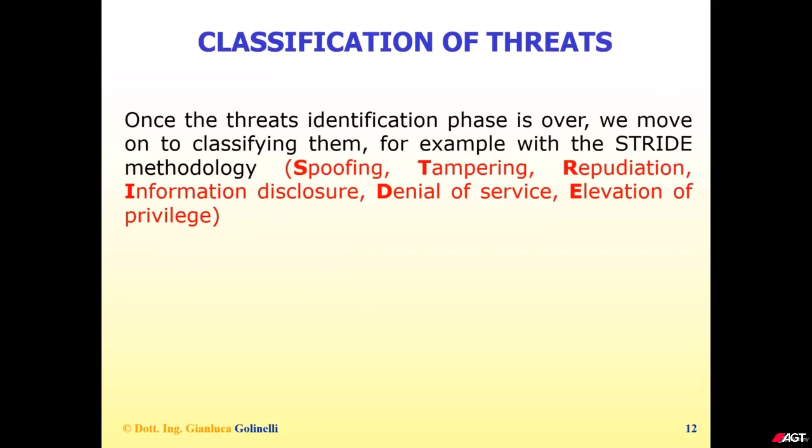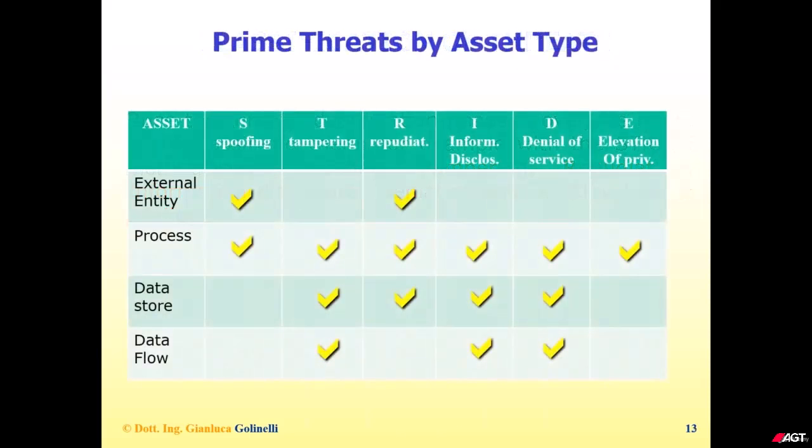Then the identified threats can be classified and categorized according to, for example, the already mentioned STRIDE methodology. For each type of asset or target of the data flow diagram structure, it is possible to know in advance which categories of threats could theoretically act in the absence of controls, as shown in the table.